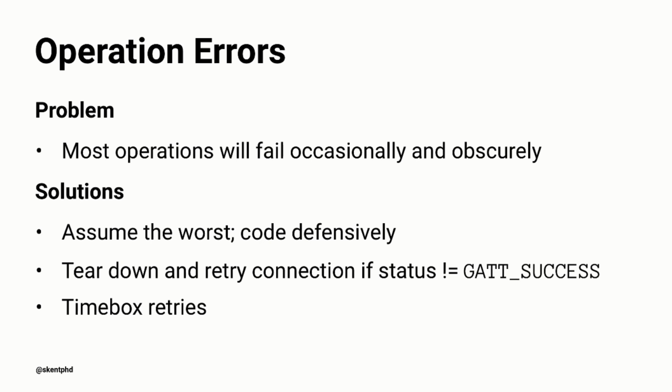So my recommendation here is assume the worst. Always check every time. Make sure the status is successful and the data that it says should be there is actually there. And anytime you see an operation error, the best thing to do is to tear down your entire connection and start it again. Most of the time, if you see a Bluetooth error, it is not something that's recoverable. So just restart. And if you're going to tear down and retry, time box those retries, because you don't want to end up in a loop where you're continually trying to connect, finding out that the service is apparently missing, disconnecting and retrying. That'll be a battery killer.